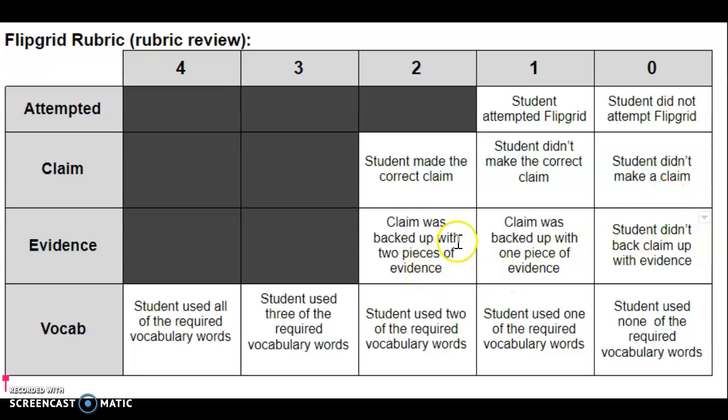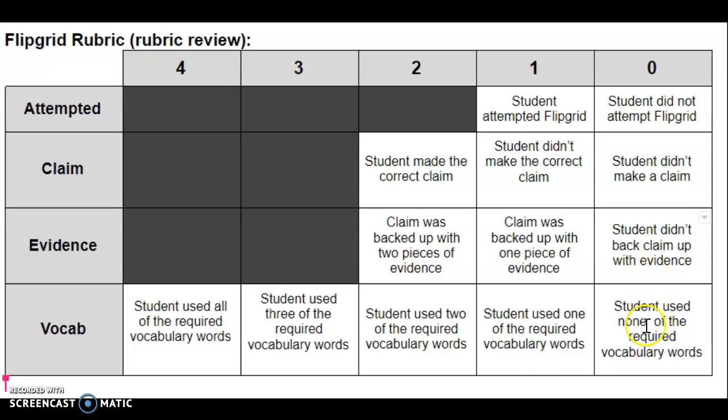For evidence, if the claim is backed up with two pieces of evidence, then you get 2 points for this criteria. If the claim is backed up with one piece of evidence, then you get 1 point for this criteria. And if you didn't back your claim up with any evidence, then you receive 0 points for this criteria.